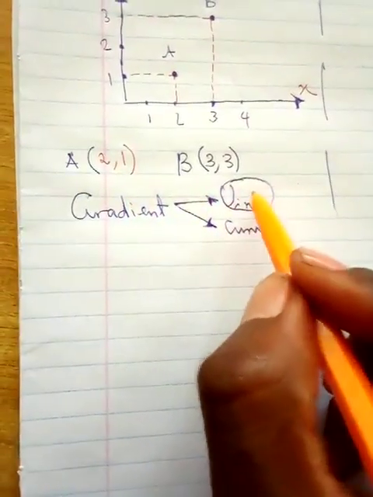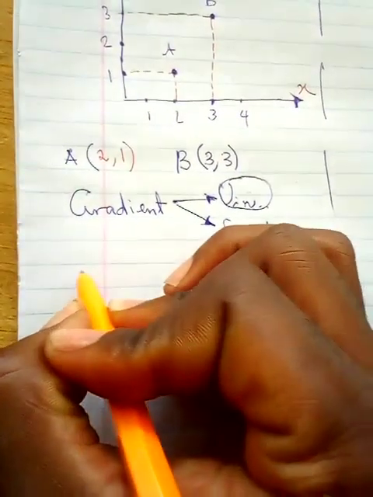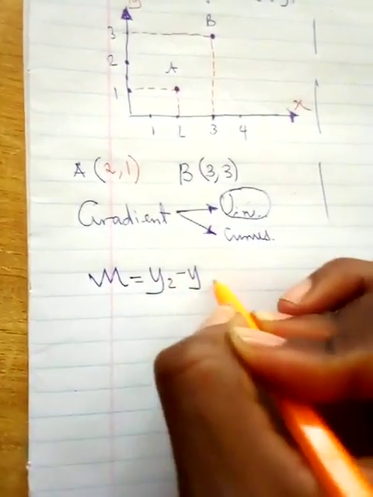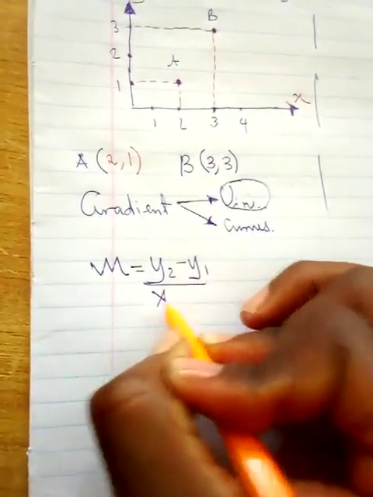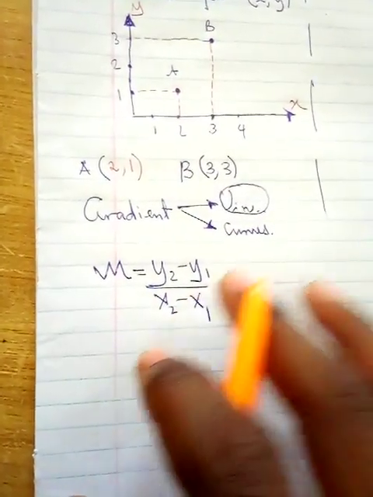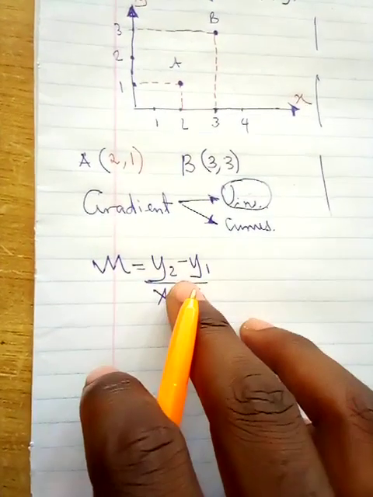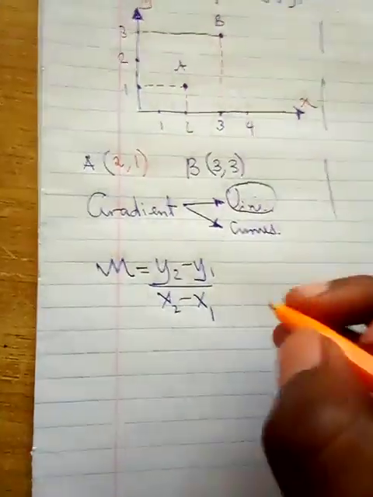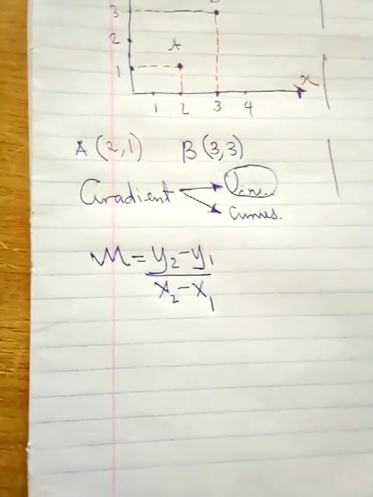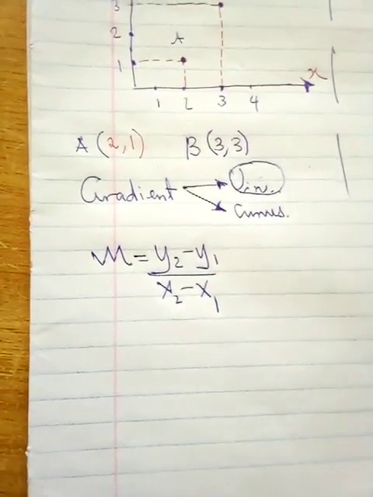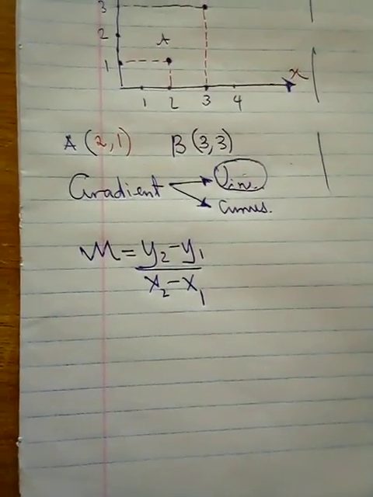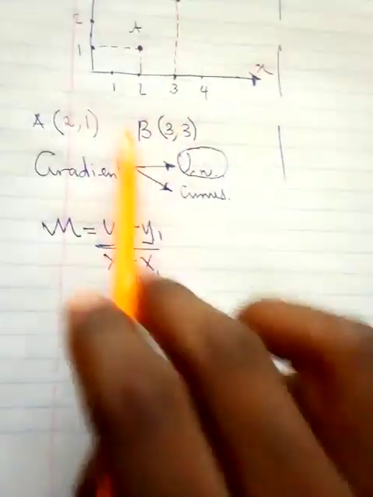When you're determining the gradient of a line, the formula that we always use is m is equal to y2 minus y1 over x2 minus x1. That's the gradient formula of a line. So y2 minus y1 is the change in y, and x2 minus x1 is simply the change in x. So using this, we can determine the gradient.